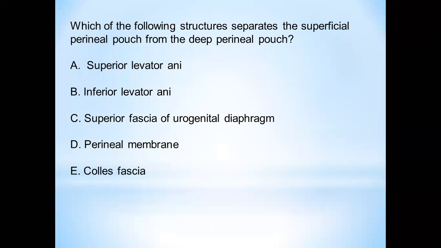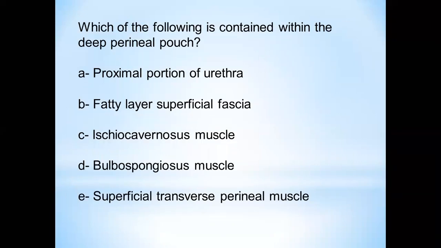Will you take the next one also? Which of the following is contained within the deep perineal pouch? A. Proximal portion of urethra. Fatty layer of superficial fascia, ischiocavernosus muscle, bulbospongiosus muscle, superficial transverse perineal muscle. A. Proximal portion of urethra. Yeah, excellent. Very right.